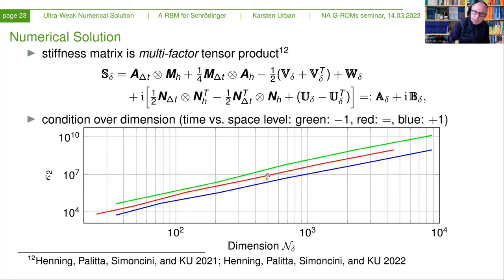But what you can see from these three lines here is that we did something silly, namely we chose time and space levels completely different. The green one means time is one level less than space, red is the same, and blue is a difference of plus one. It means we take a discretization where, if you would take a standard discretization in space and a time marching scheme in time, the CFL condition would be violated. So you would see severe stability issues, but what you can see here is that the condition number doesn't really change, even if you do a seemingly strange discretization.